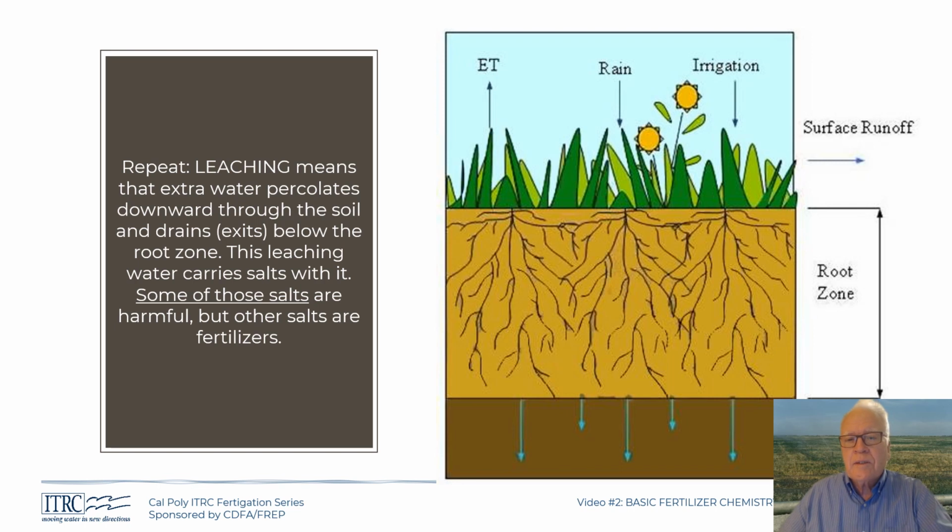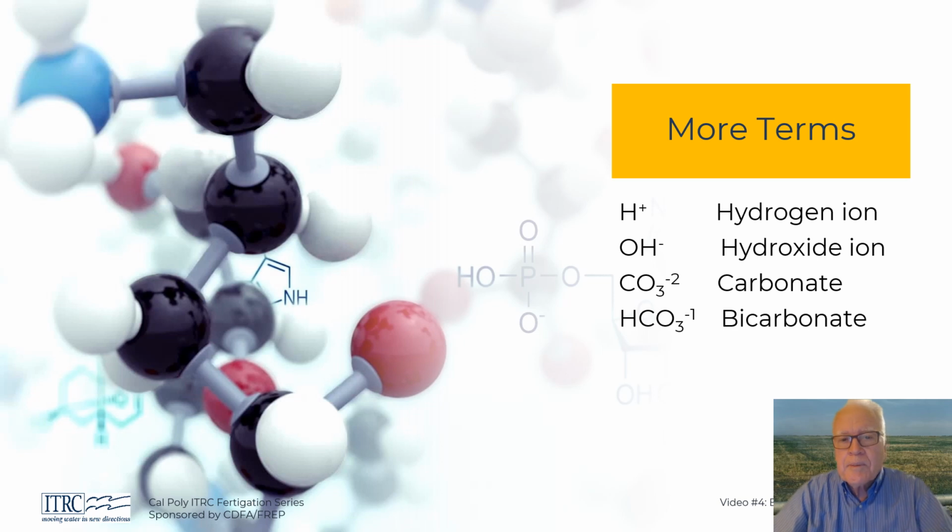This little image here shows you that leaching can occur either from rain or irrigation. And it depicts a root zone. The root zone is a zone of soil that has active root growth in it. And so it percolates down, carries some salts with it, and those are those blue arrows you see coming out of the bottom there. Now, to get a little more complicated about this, we have some more terms here.